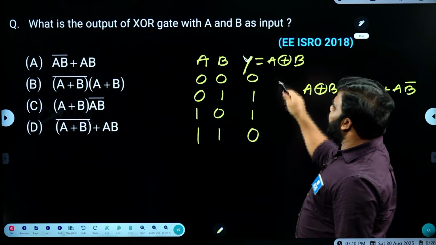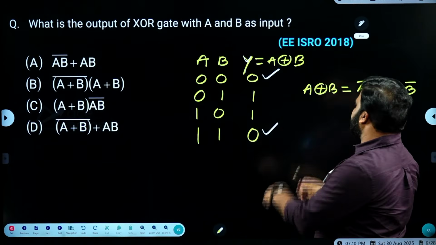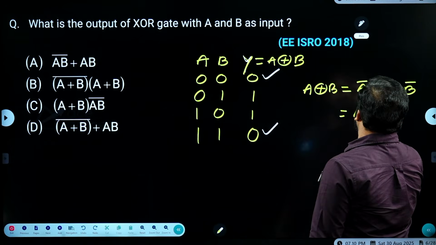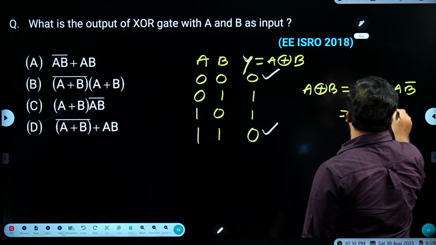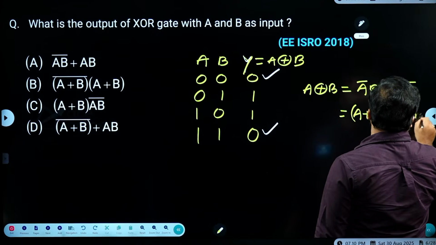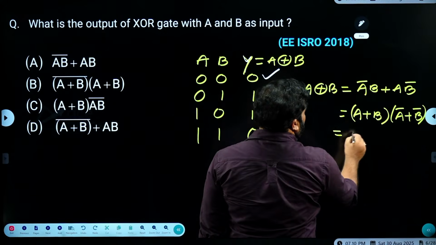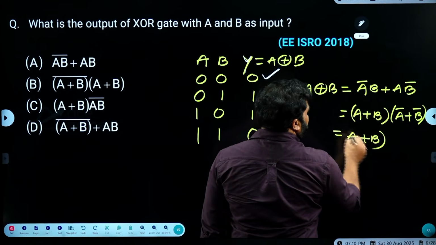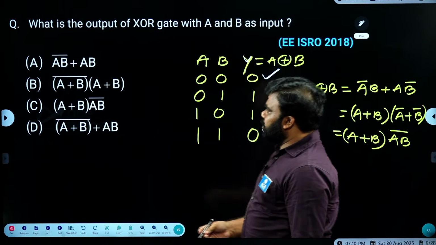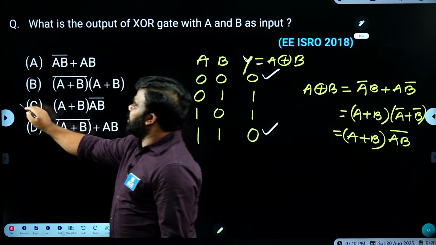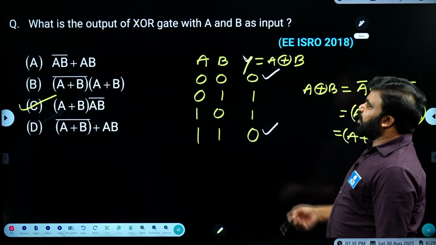If I write the POS expression observing max terms, AB 00 output is 0, which means A plus B. Another one is AB 11, also output is 0, which is A bar plus B bar. So the POS expression, if you rewrite, is A plus B and with AB whole bar. So the answer here is C. A plus B and with AB whole bar.